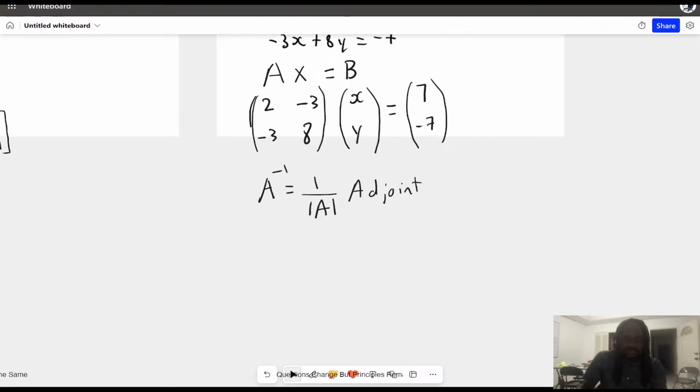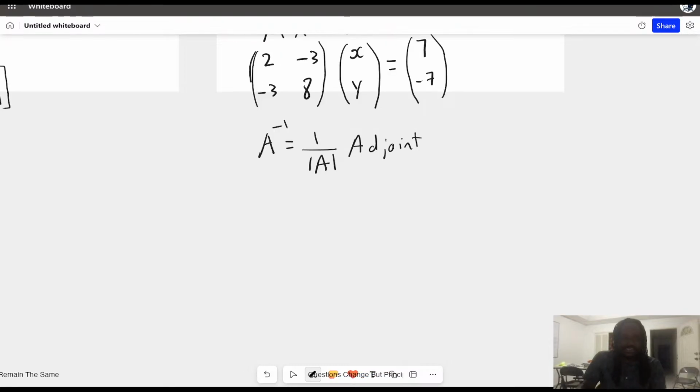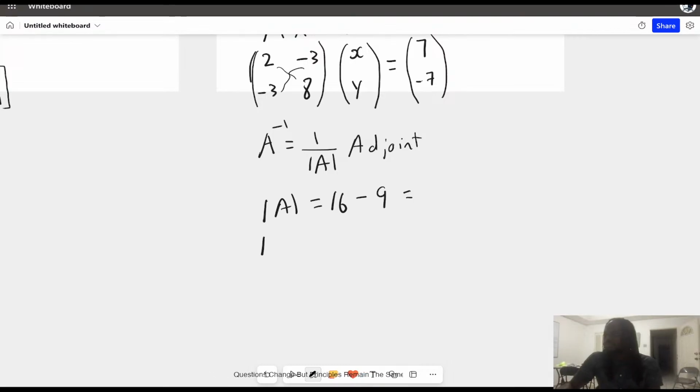So the determinant, starting with that one first, is equal to the product of the leading, 2 times 8, 16, minus the product of the non-leading, negative 3 times negative 3, that's 9. So therefore, what does that mean? That means that my determinant is 7.